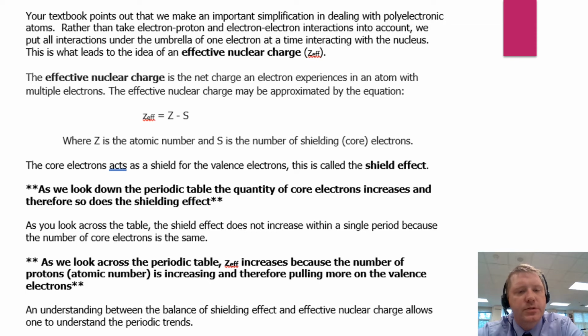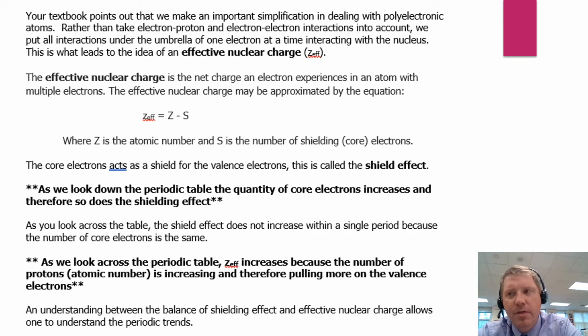There are two general trends here. As we look down the periodic table, we get more and more core electrons, so we're adding more and more shielding electrons. What does that mean, shielding? If you have first energy level electrons, then second, third, and fourth, and they're all being pulled by the nucleus, the third energy level is going to have a greater distance, so that's less force.